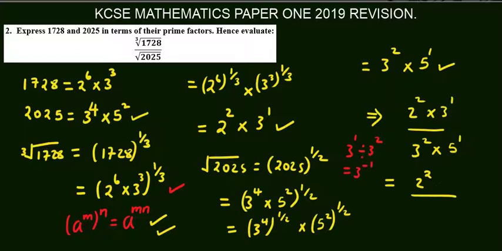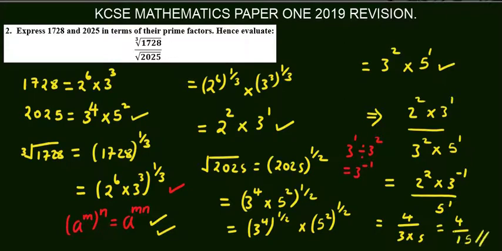So we have 2 power 2 times 3 power negative 1. So we have on the numerator times 3 power negative 1. And then on the denominator we have 5 power 1. So this should give us 4 over 3 by 5, which is 4 over 15.